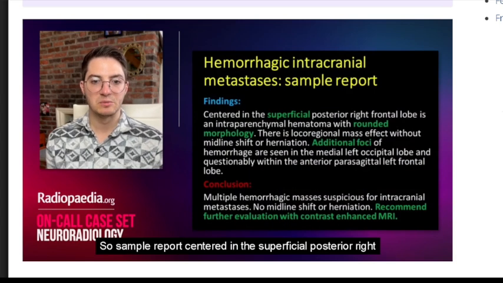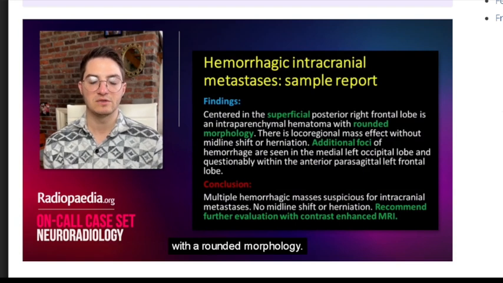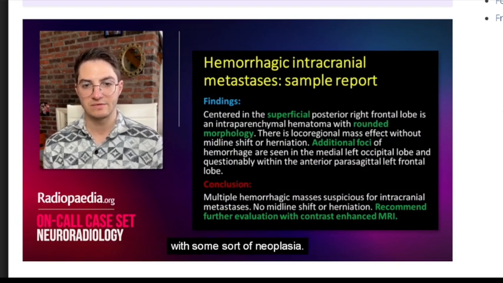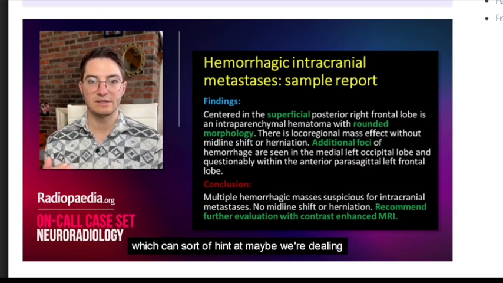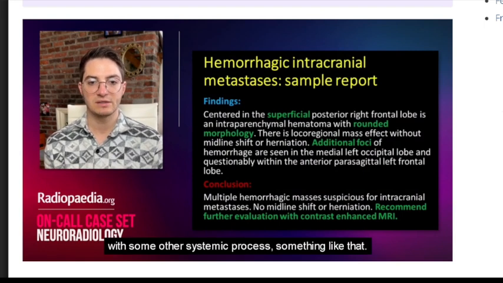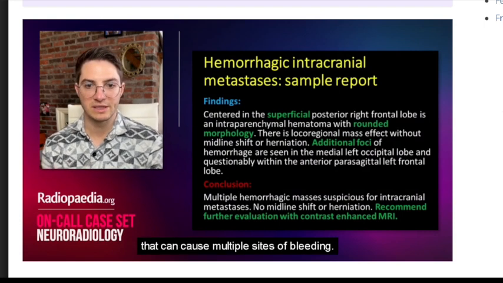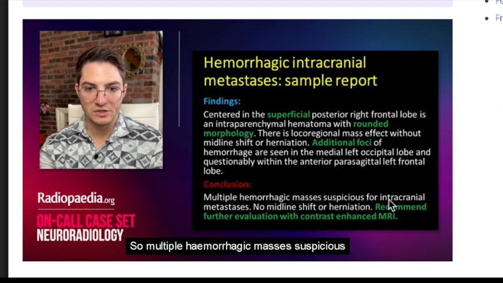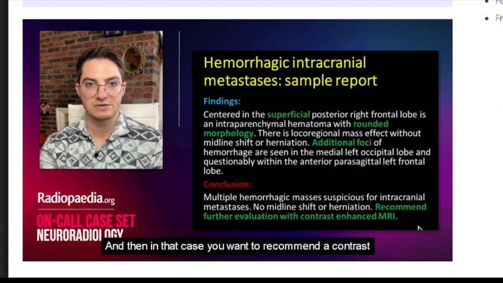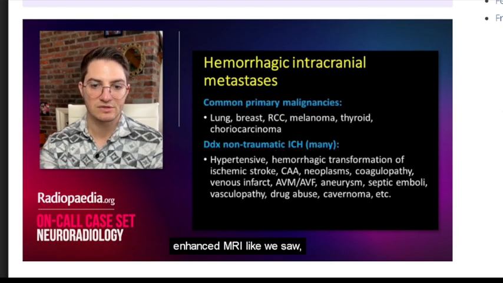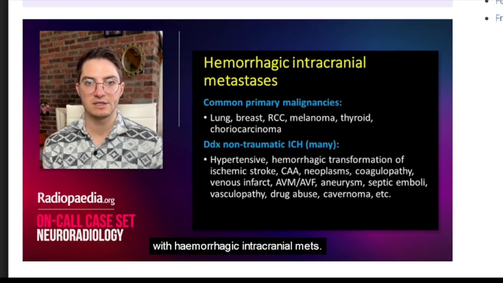So the sample report: centered in the superficial posterior right frontal lobe is an intraparenchymal hematoma with rounded morphology. That's a hint that maybe we're dealing with some sort of neoplasia. And then I say there are additional foci, which can again hint that maybe we're dealing with some other systemic process, something like that. Coagulopathy also is another big one that can cause multiple sites of bleeding. So multiple hemorrhagic masses are suspicious for intracranial metastases, and in that case, you want to recommend a contrast-enhanced MRI, like we saw.